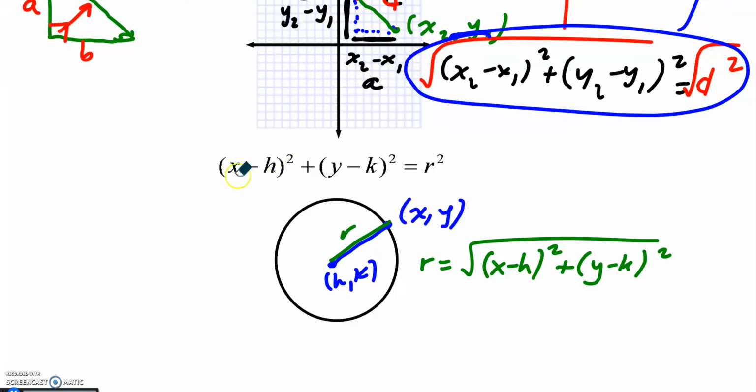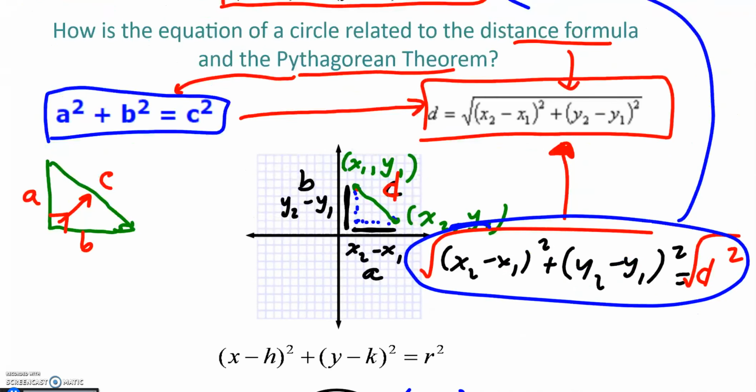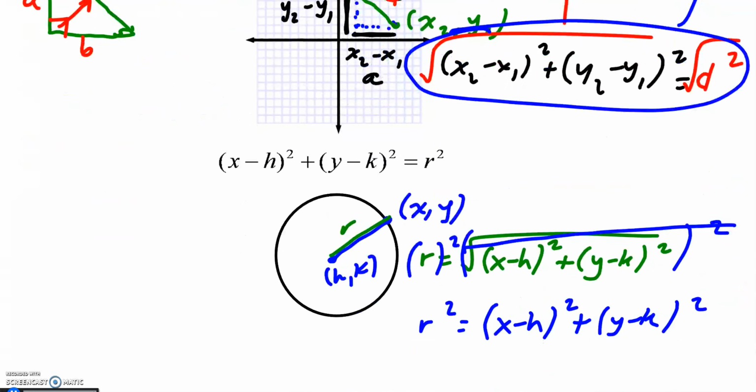This almost looks like this formula, except I would need to square both sides to get rid of the square root. So if I did that, I would get r squared equals x minus h squared plus y minus k squared. This giant square root and that squared cross out. These squareds do not cross out because of the plus sign. So because of the Pythagorean theorem, the distance formula was proved, and because the distance formula was proved, we could use it to eventually find the equation of a circle.